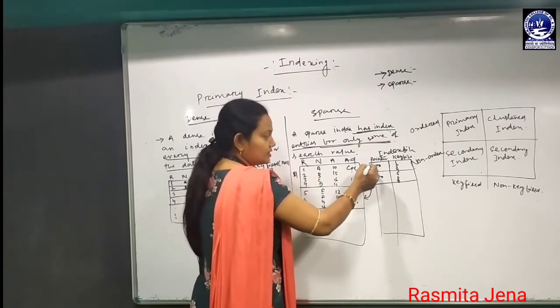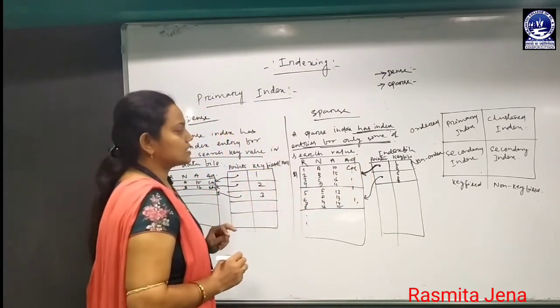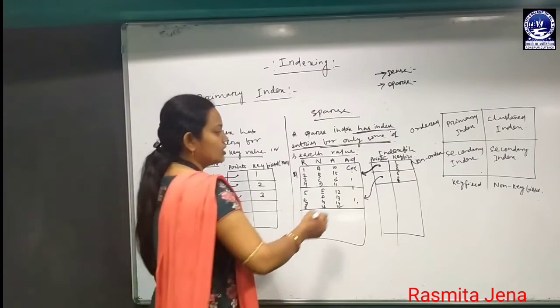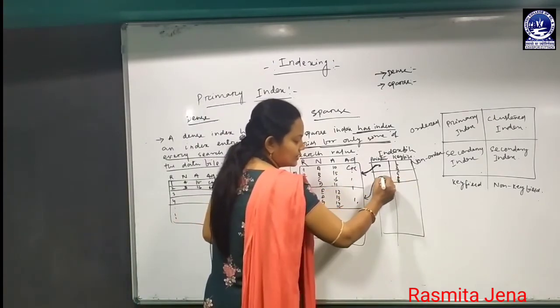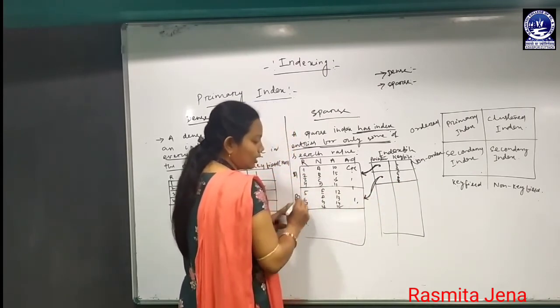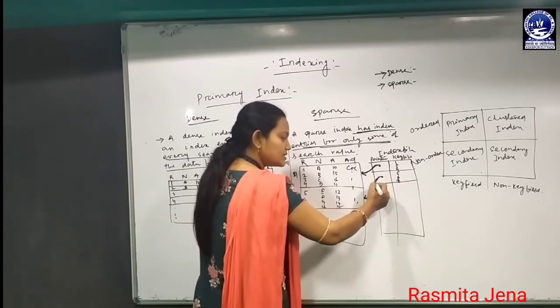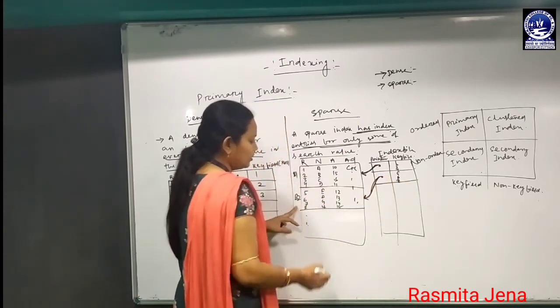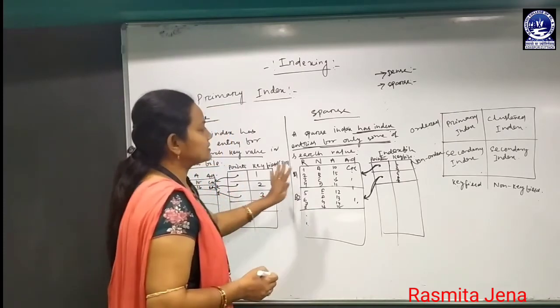Okay, that means in this case we have index entries for only some of the search values. Suppose we want to search a particular record having roll 6, then this will be pointed by this pointer, that means this will point to block 2. Suppose we want to search record number 7, so in this case also it is pointed by the pointer to block 2. So this is the difference between dense and sparse.